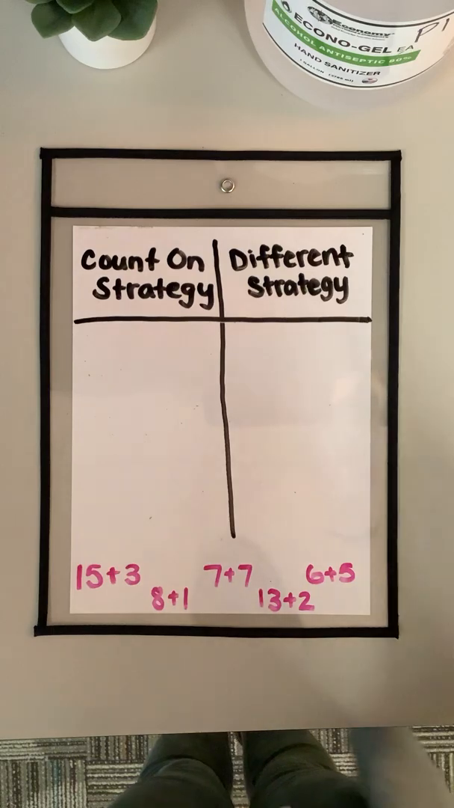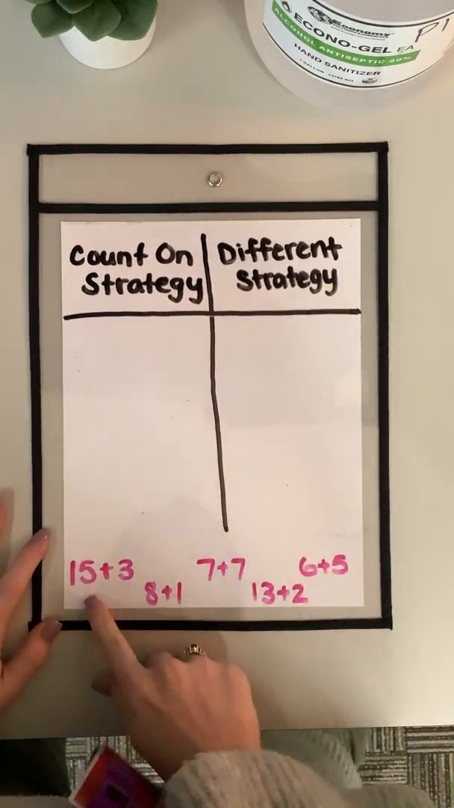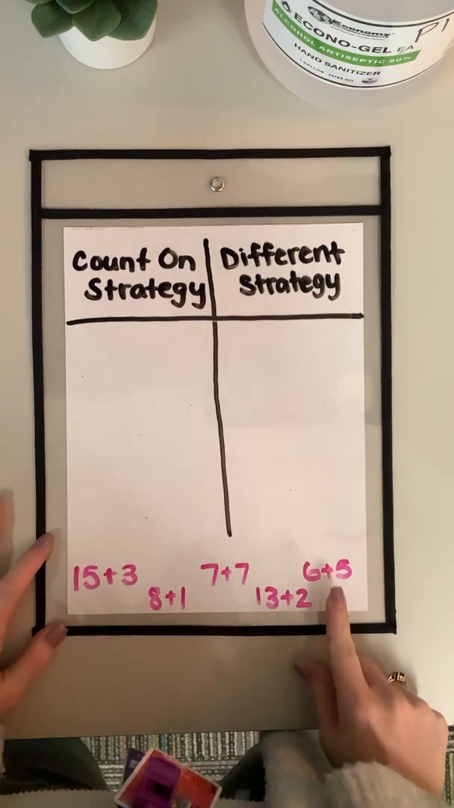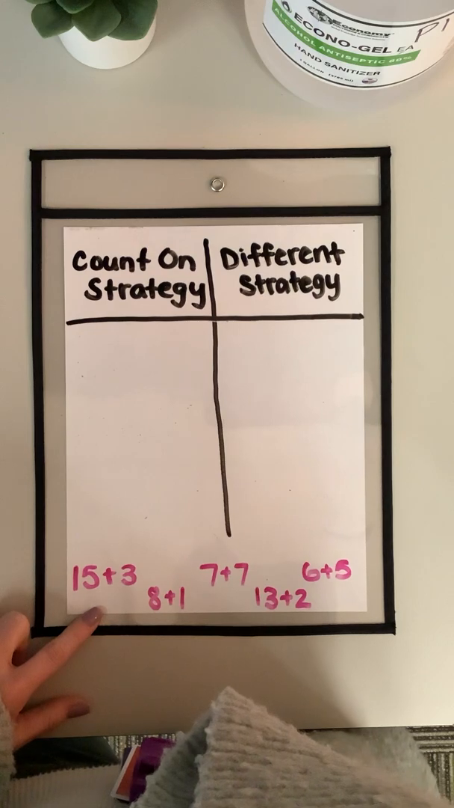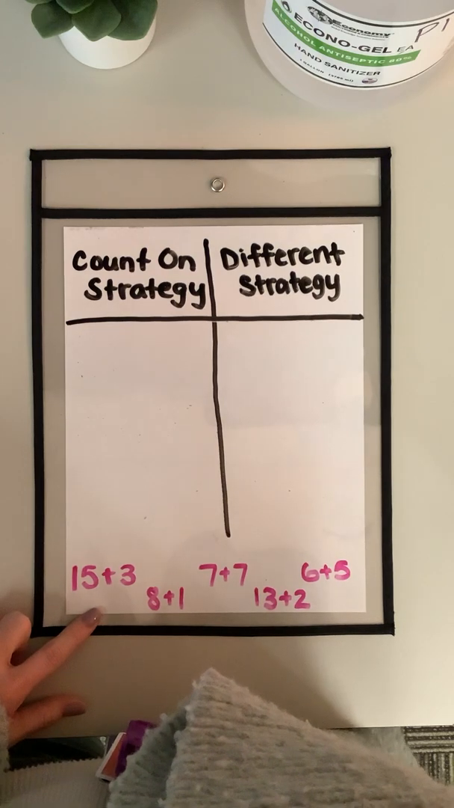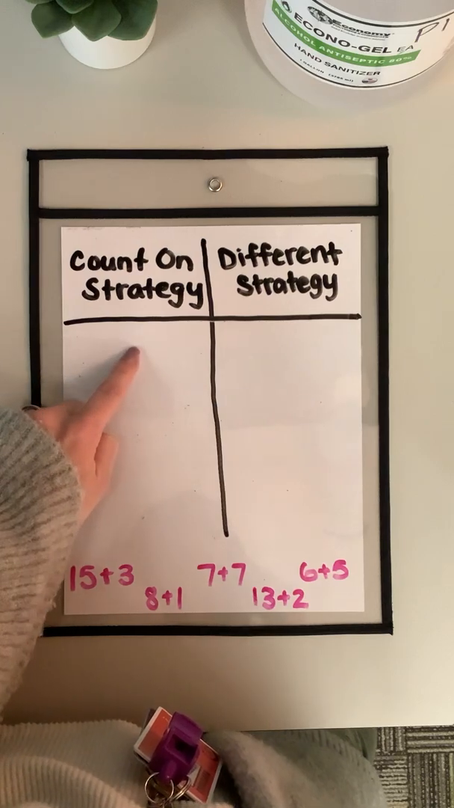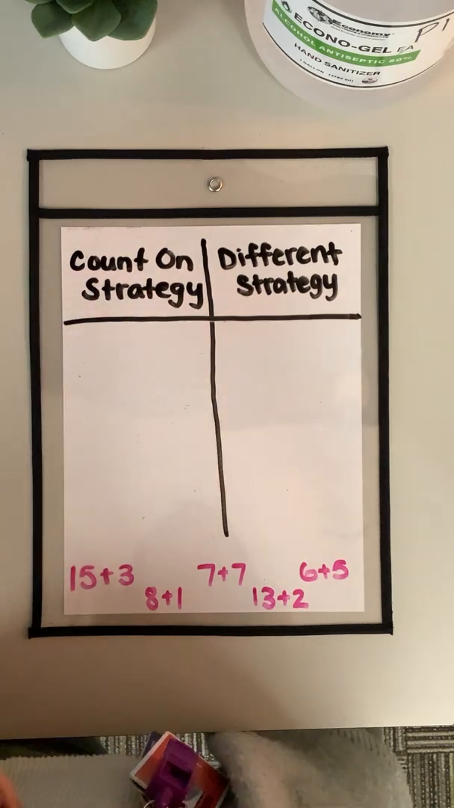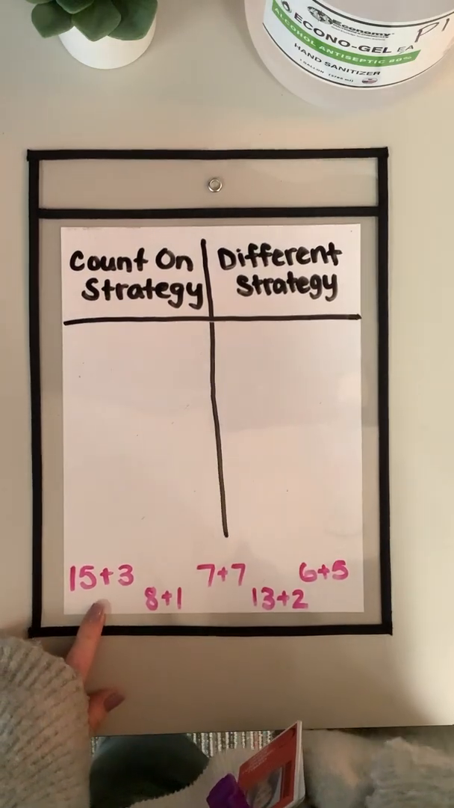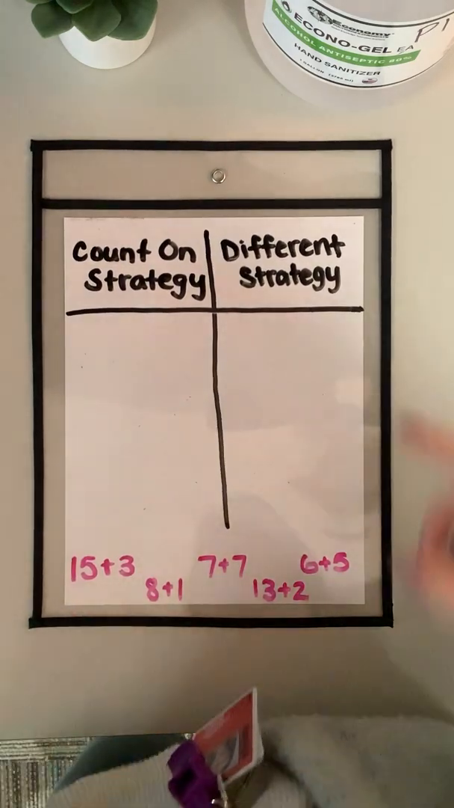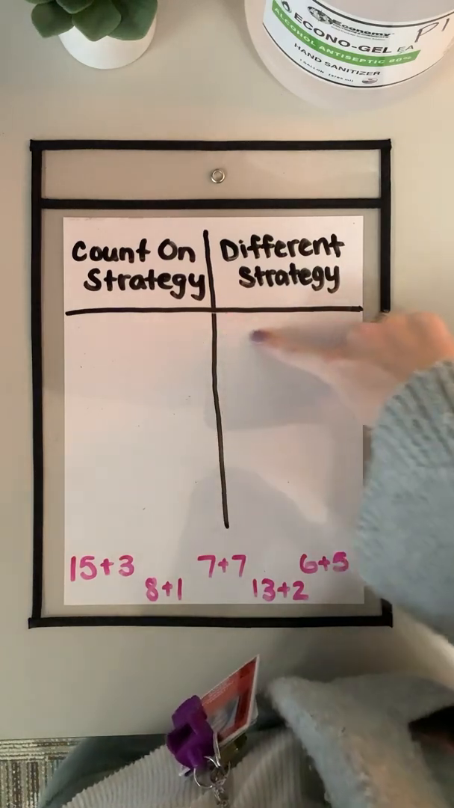Okay, your paper should look just like mine on the back now. Your job is to use these addition problems and ask yourself, should I use the count on strategy to solve this problem? If so, you need to write the problem underneath this part of the T-chart, underneath count on strategy. If it's not an addition problem that we should use the count on strategy for, and maybe we should use a different strategy, you're going to write the problem under this part of the T-chart.